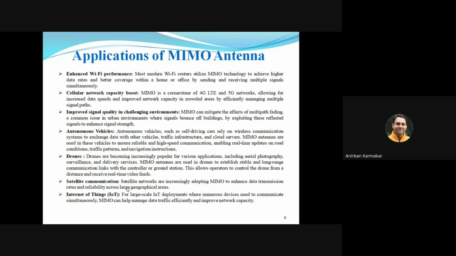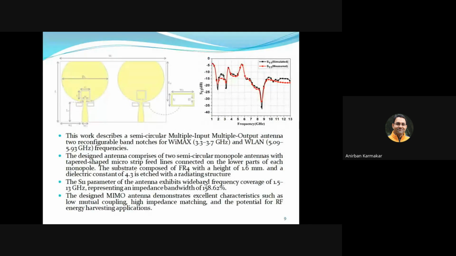Satellite communication. Satellite networks are increasingly adopting MIMO to enhance data transmission rates and reliability across large geographical areas. Internet of Things: multi-site deployments where numerous devices need to communicate simultaneously. MIMO can help manage data traffic efficiently and improve network capacity.